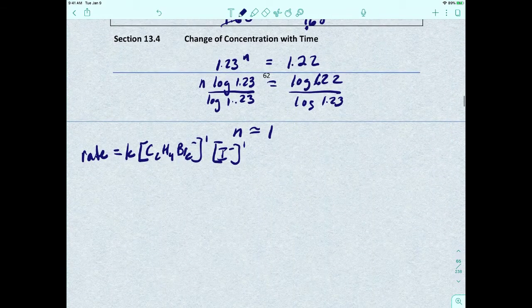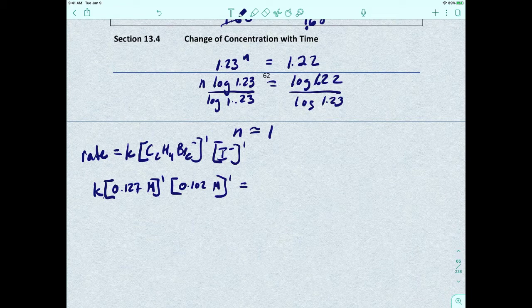So let's go with experiment 1 only because that's our baseline. All right, so we've got our rate constant. We got our rate law. So let's pop in those values. So we've got k, which we're going to solve for, times the concentration of C2H4Br2 minus, which is going to be 0.127 molar, raised to the minus first power, times the concentration of I minus, which is going to be 0.102 molar, raised to the first power, and that's going to be equal to our initial rate, 6.45 times 10 to the minus fifth molar per second.